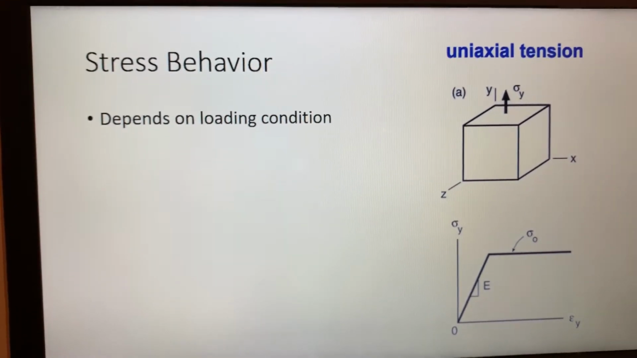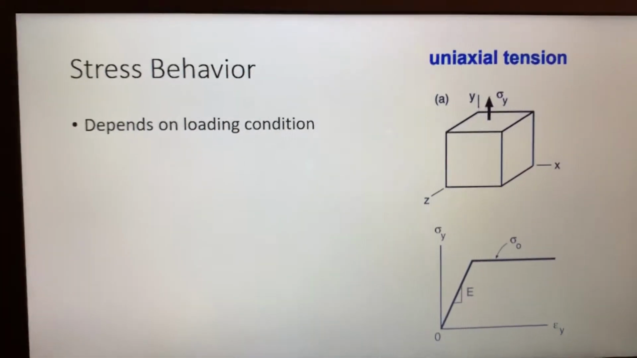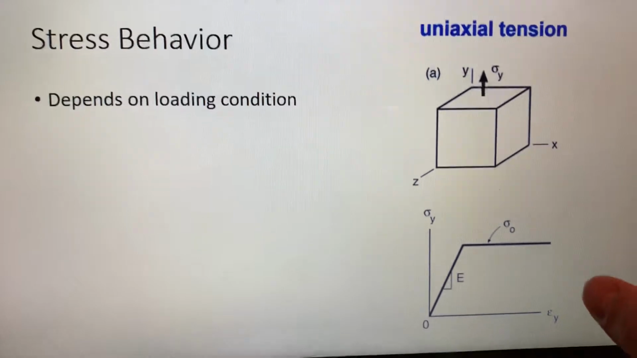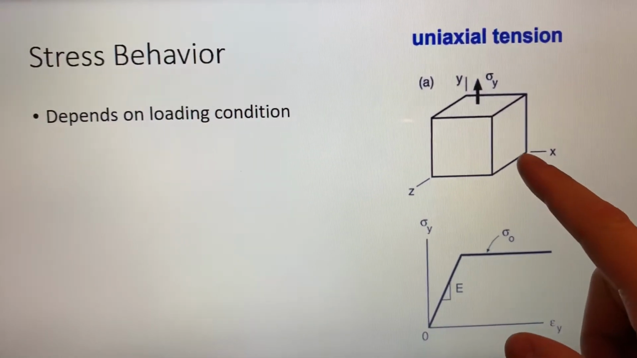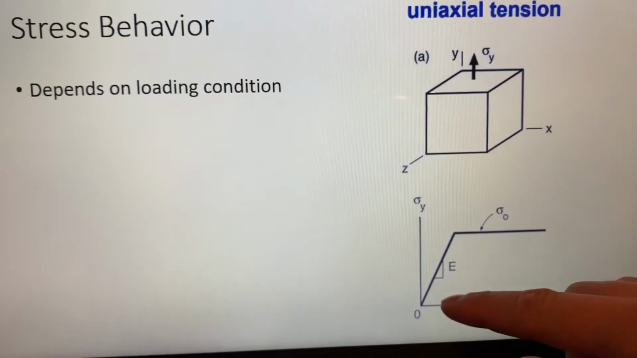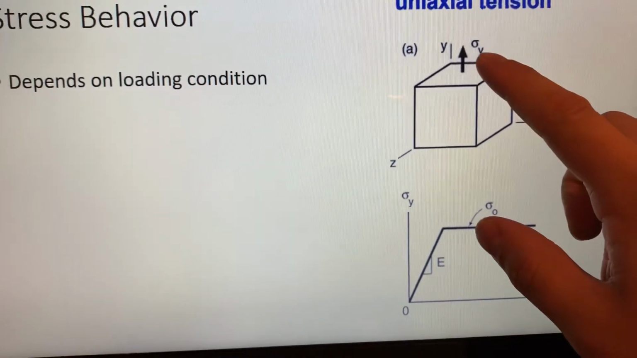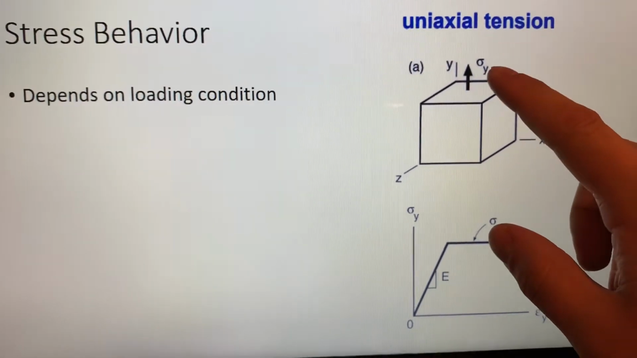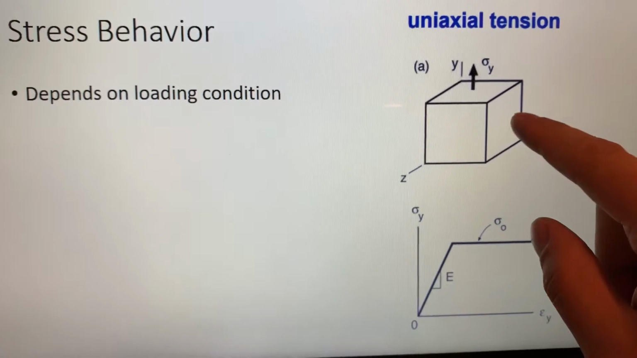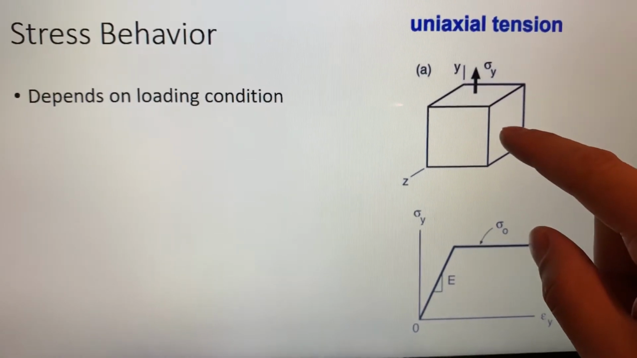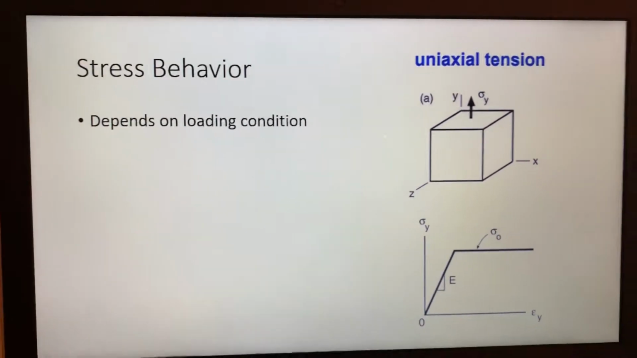Stress behavior depends on the loading condition. Oftentimes we'll show the loading with a block like this, and then this will show the stress graph, and we can have our stress, the Y, the X, and the Z, and we can even have torsion along the axes.